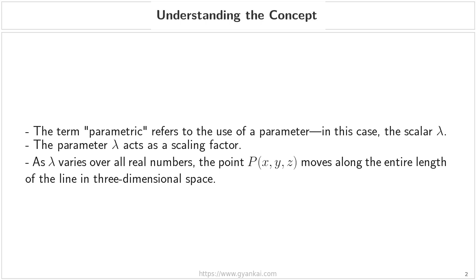As lambda varies over all real numbers, meaning it can be any value from negative infinity to positive infinity, the point P, with coordinates x, y, and z, moves along the entire length of the line in three-dimensional space. This movement is what allows us to describe every single point on the line, not just one. In the next slide, we are going to see exactly how we can break this down into individual components through a step-by-step derivation.